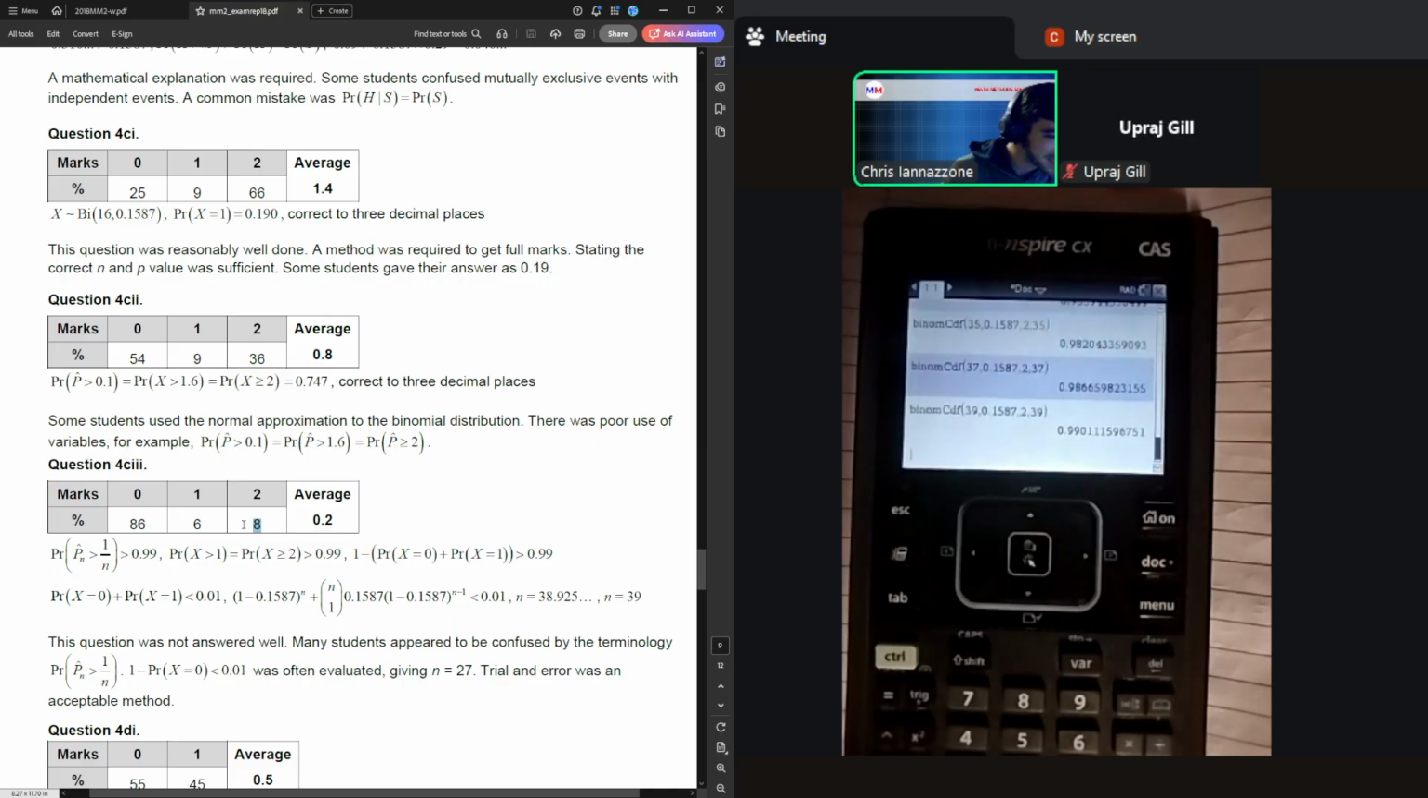There you go, 8% pass rate. I wonder... Actually, no, I reckon 6% would have been to get that first mark, so the vast majority of people just flat out don't know how to do this.